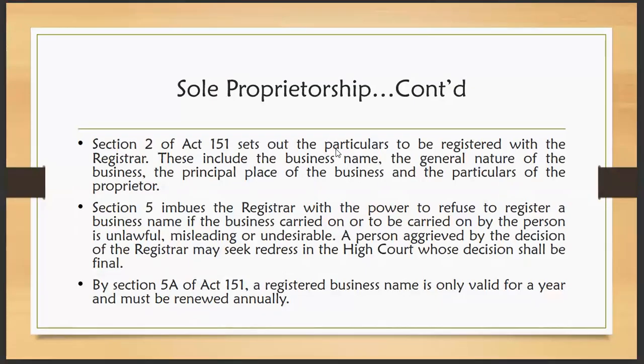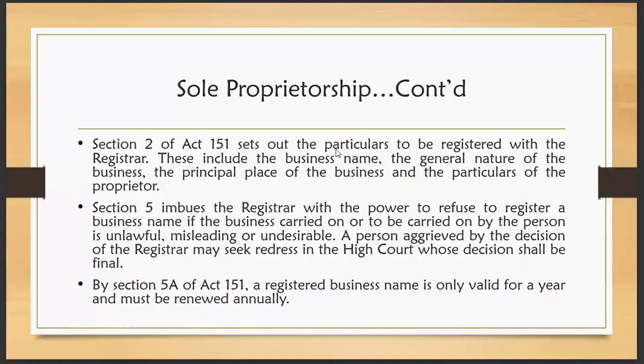If you look at Section 2 of the Registration of Business Names Act, Act 151, it sets out the particulars to be registered with the registrar. And these include the business name, that is the chosen name, which is a name other than your real or original name, the general nature of the business, the principal place of the business, and the particulars of the proprietor, your address, where you stay, and so forth.